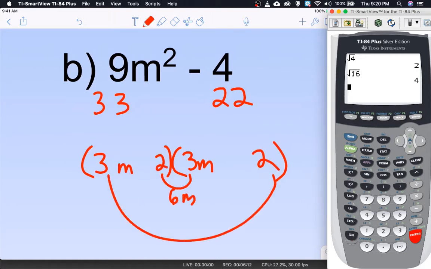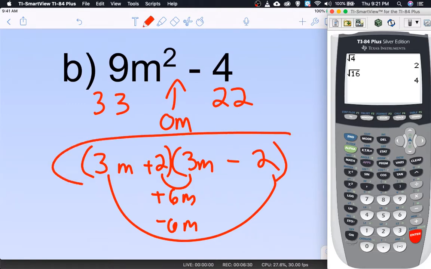6m, 6m. Again, you'll notice in here there is no middle term. There's a 0m. That's because one of these is positive and one of these is negative, and your middle term cancels out. That is our answer.